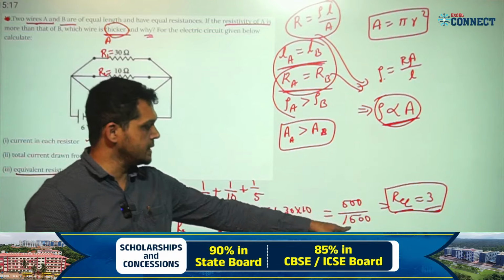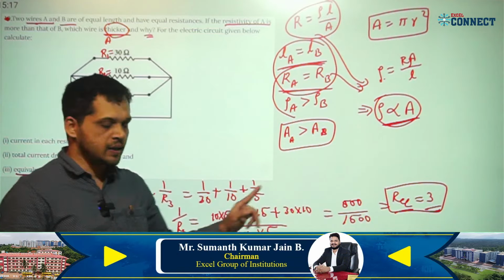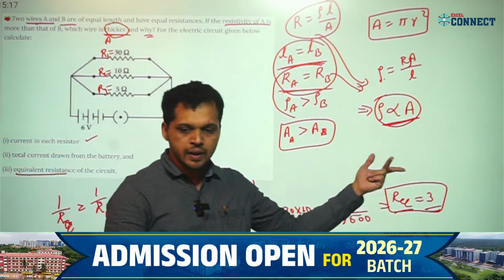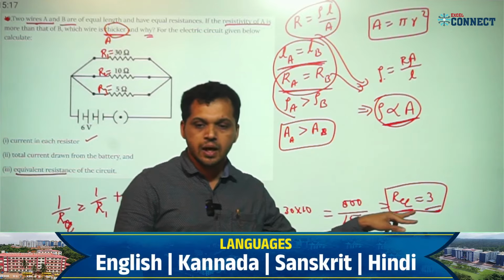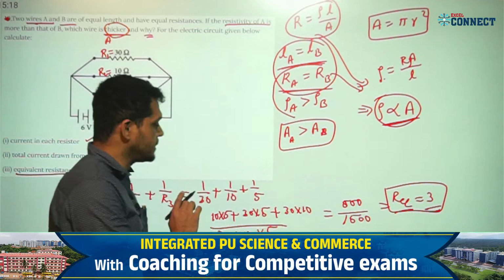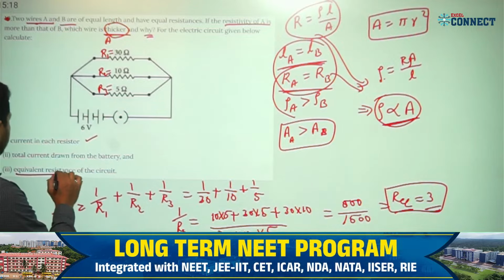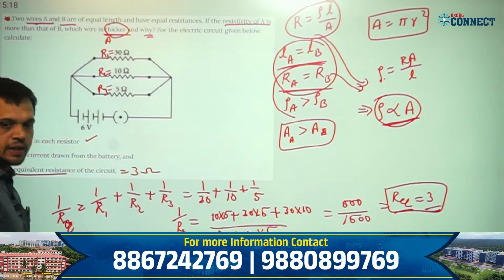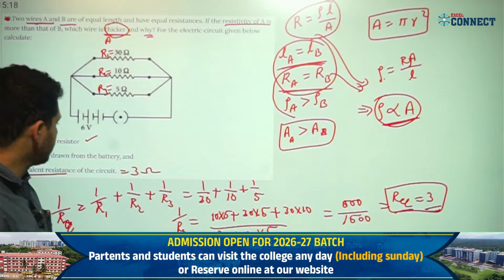It is 1 by 3 here, and this is 1 by R equivalent, so taking the reciprocal we get R equivalent is 3, right? Yes, R equivalent is 3. That is the answer for the last question: the equivalent resistance of the circuit is 3 ohm.